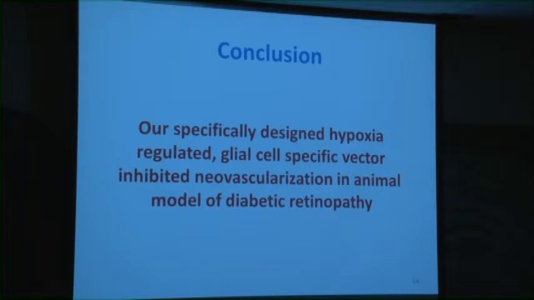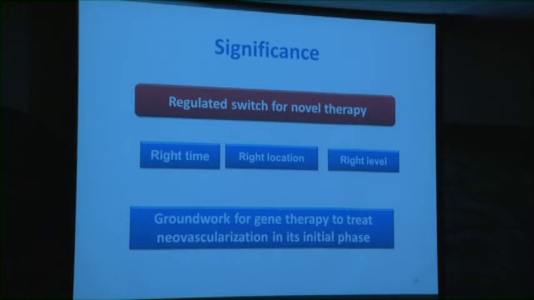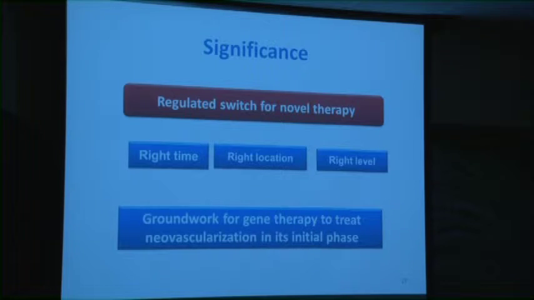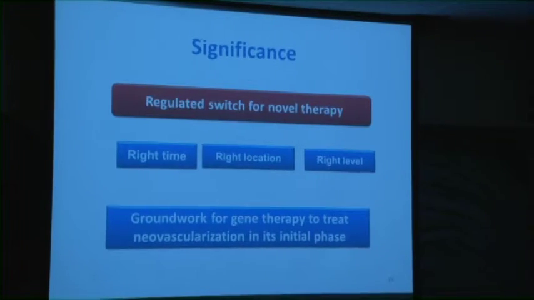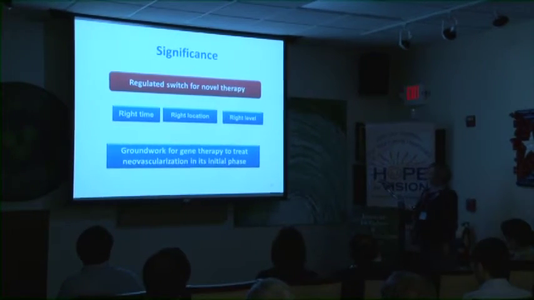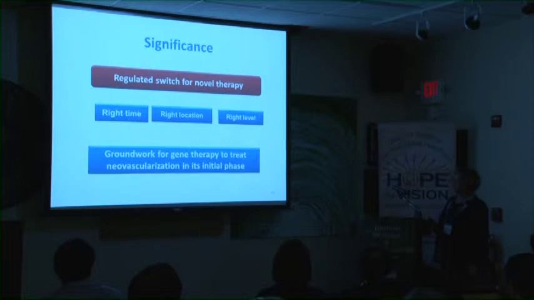So in conclusion, we specifically designed hypoxia-regulated glial cell-specific vectors that inhibited neovascularization in an animal model of diabetic retinopathy. We think the significance of our work is that we have a regulated switch for gene therapy. So we hope that our vector is turned on at the right time, in the right location, and at the right level. And this is what we think is groundwork for gene therapy to treat neovascular disease in its initial phases. What we're hoping to do now is to inject the vector, wait 3 or 4 months, and see if we can turn it on after the vector has been in the eye for a number of months.